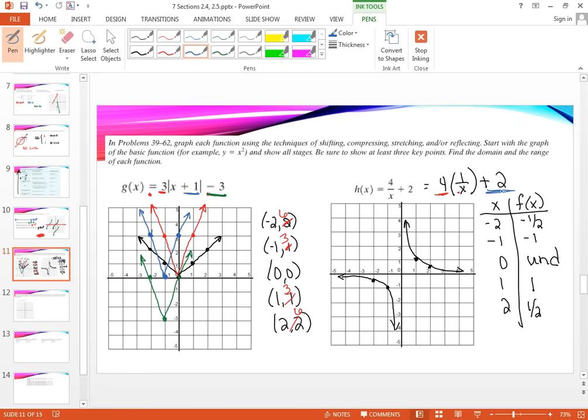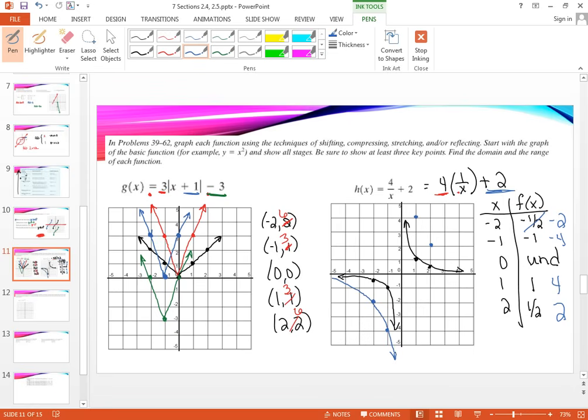Okay, so if I multiply my y values by 4, negative 1/2 times 4 is what? Negative 2. Negative 1 times 4 is negative 4. 1 times 4 is 4. 1/2 times 4 is 2. Okay, so let's replot those points. So negative 2, negative 2, negative 1, negative 4. 0, or excuse me, 0 is still undefined, sorry. Then we've got 1, 4, and 2, 2. Okay, so it's still kind of stretched.